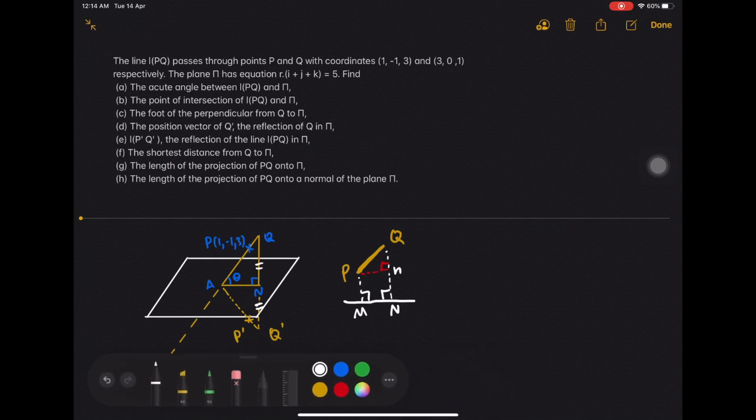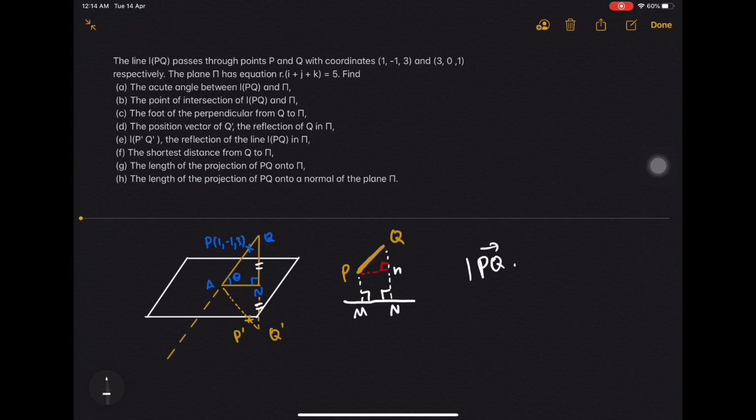To find the length, we're going to use the scalar product instead. We're going to use PQ from the previous question that we found, and take the scalar product with my normal vector of the plane, the n hat. Same thing, and if you solve this, you'll get your answer to be square root 3 over 3 units.